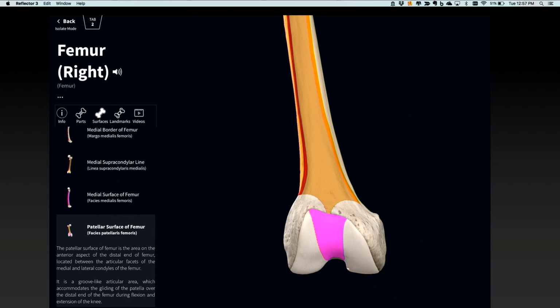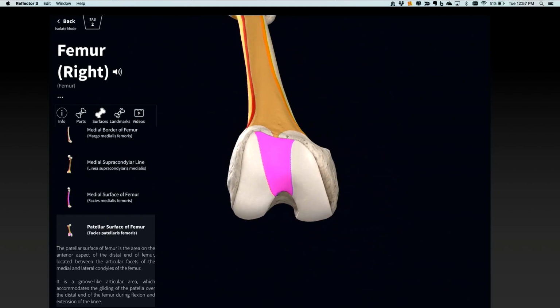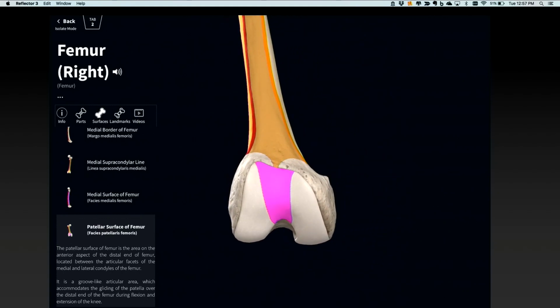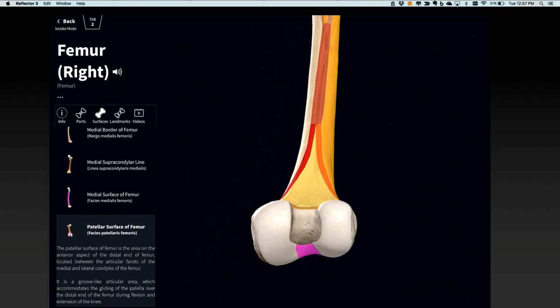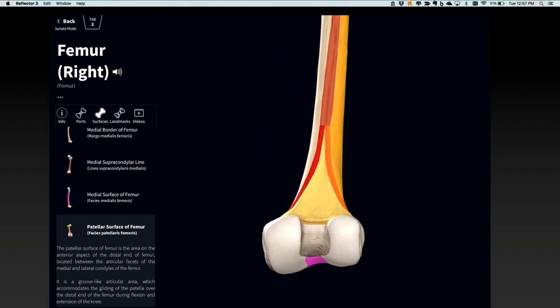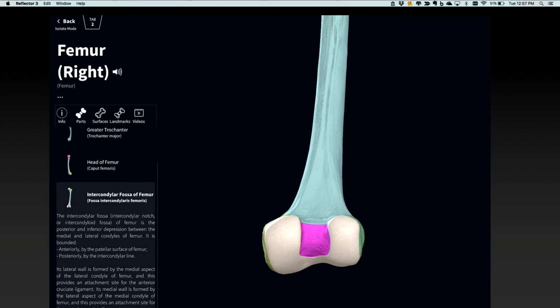On the front, there's a third facet. This is the facet for the patella, for the kneecap. So it tracks superior and inferior, up and down. On the posterior aspect, you don't have that same articular facet for the patella. What you have instead is the intercondylar fossa.